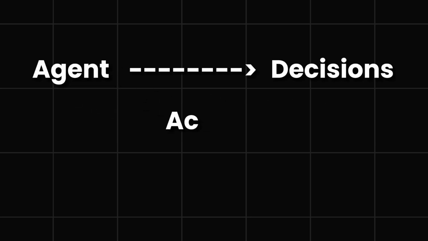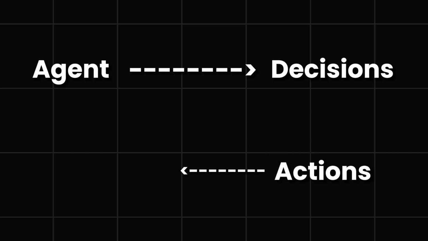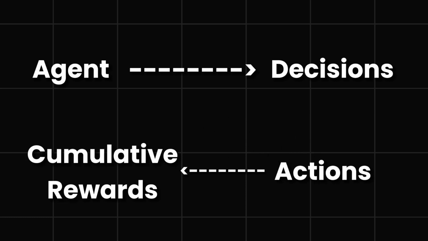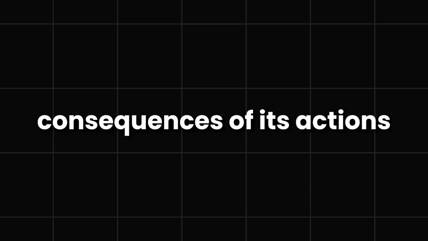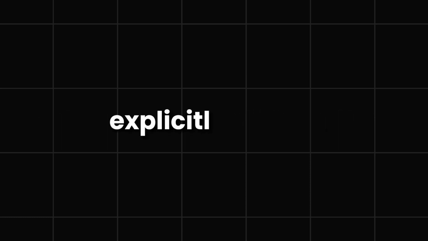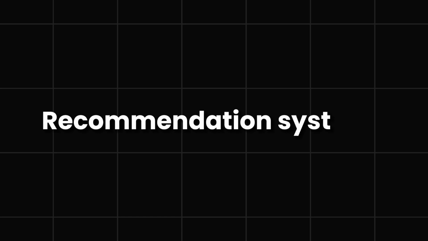Reinforcement learning is a type of machine learning where an agent learns to make decisions by performing actions in an environment to maximize some notion of cumulative reward. The agent learns from the consequences of its actions rather than from being explicitly taught, and it aims to find a policy that dictates the best action to take in each state to achieve the highest reward over time. So it has been used in games, robotics, recommendation systems, autonomous vehicles, and healthcare.